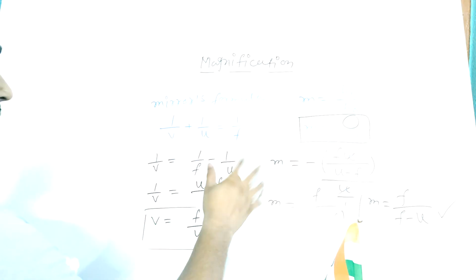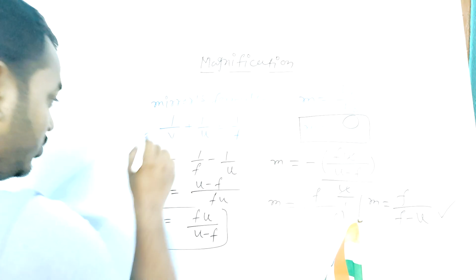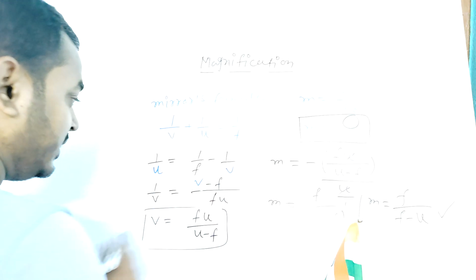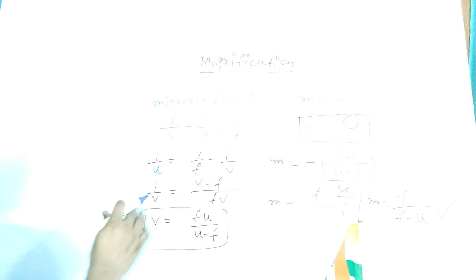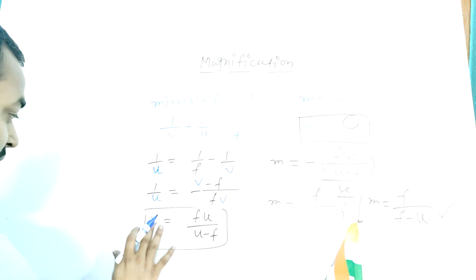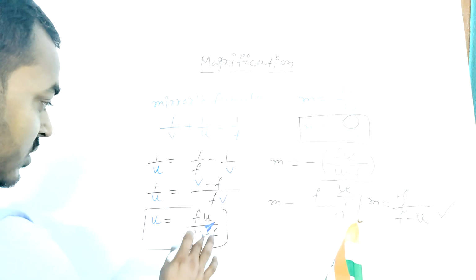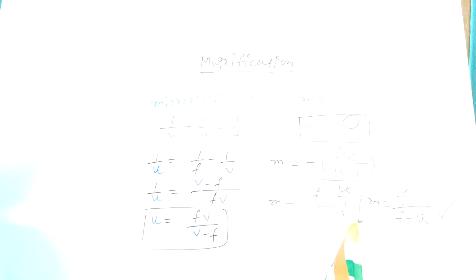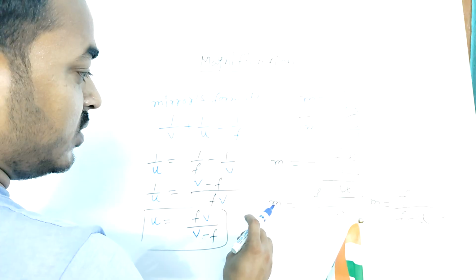Second, to find from here, find u. To find u, let me write here: this is u, and this is v, so it is v minus f, and it is fv. So this is what I'm writing for u, and it is v minus f. Same, na? Now put the value here.